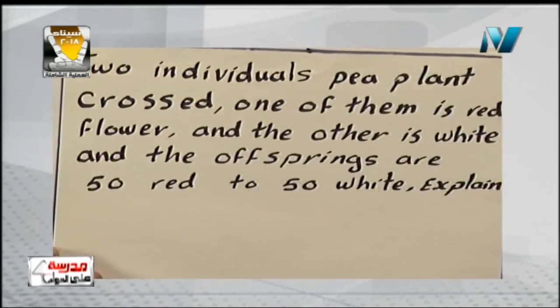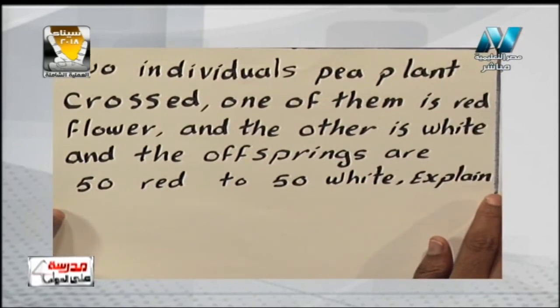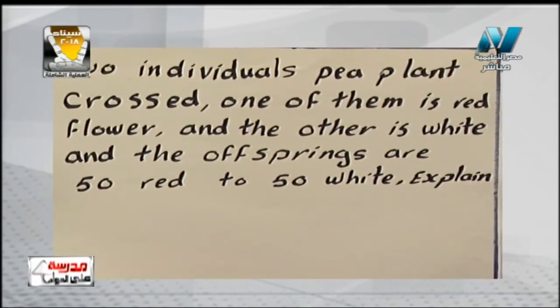This is for you, Mr. Muhammad. You like this type of question? Two individuals, pure and crossed. One of them has a red flower and the other is white, and the offspring are 50 red to 50 white. Explain.